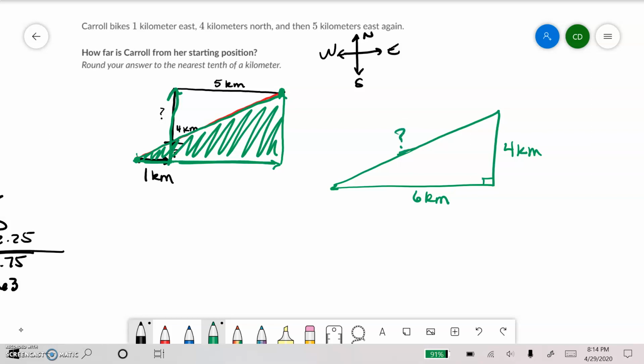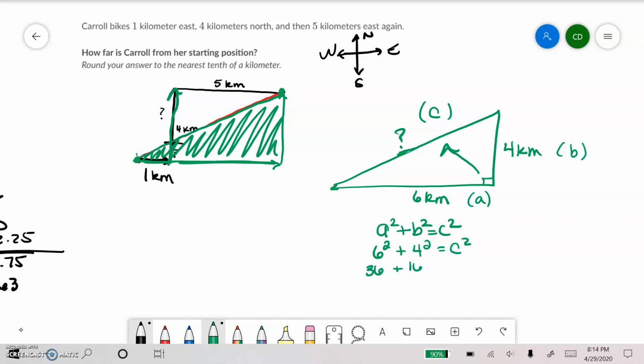So we've got this nice green triangle, and we can use the Pythagorean theorem on it: a squared plus b squared equals c squared. Remember, c is always our hypotenuse, and it doesn't matter which ones you label a and b. As long as you get c right, the other ones will be right too. So I said a was 6 kilometers, b was 4 kilometers, and c is some unknown number of kilometers. 6 squared is 36, 4 squared is 16, and that's 52.